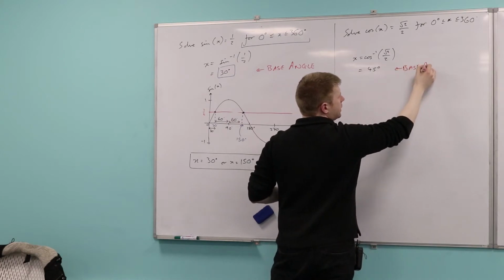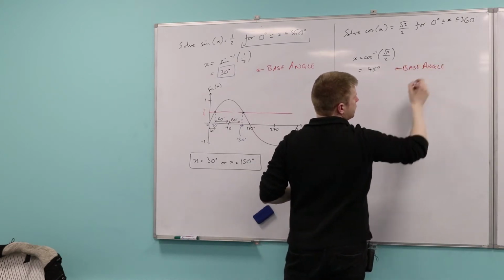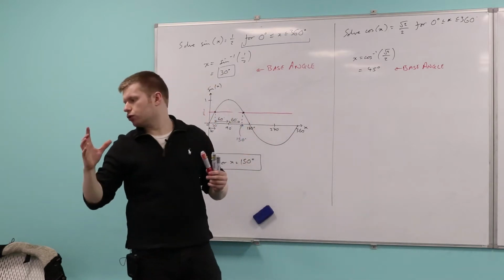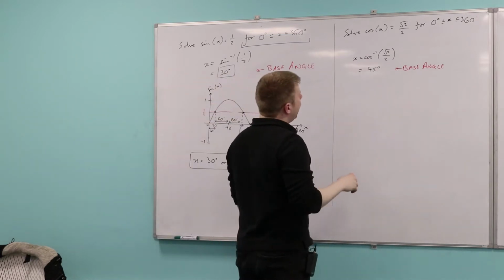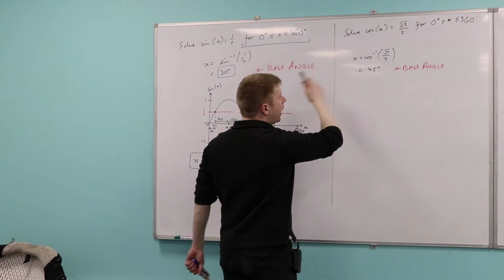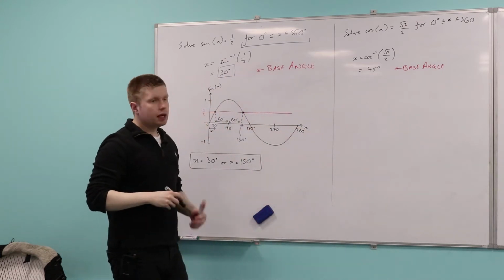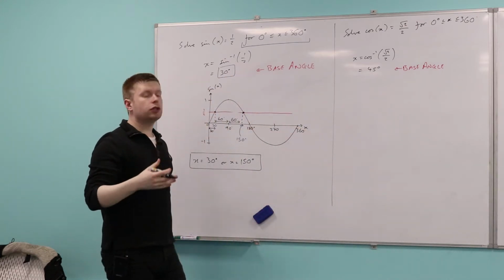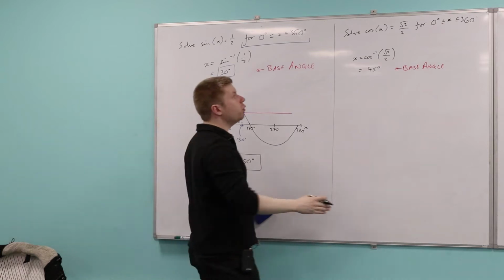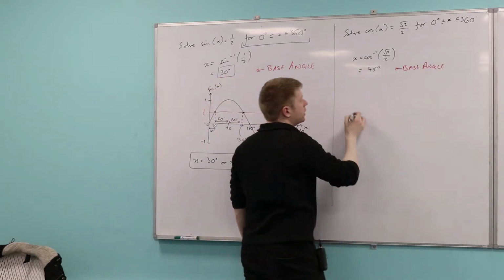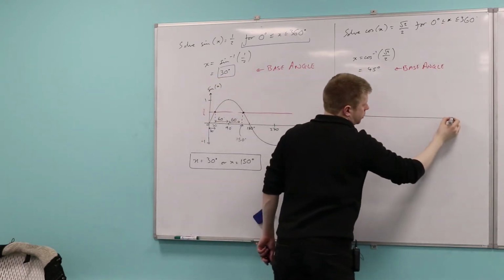Base angle, remember, is the angle which is closest to 0. The angle which you get by thinking about the right angle triangle. All right, fine. So we've got x equals 45 degrees. Next thing we need to do is draw the graph, so we can find all of the angles between 0 and 360. So all right then, let's draw our cos graph.